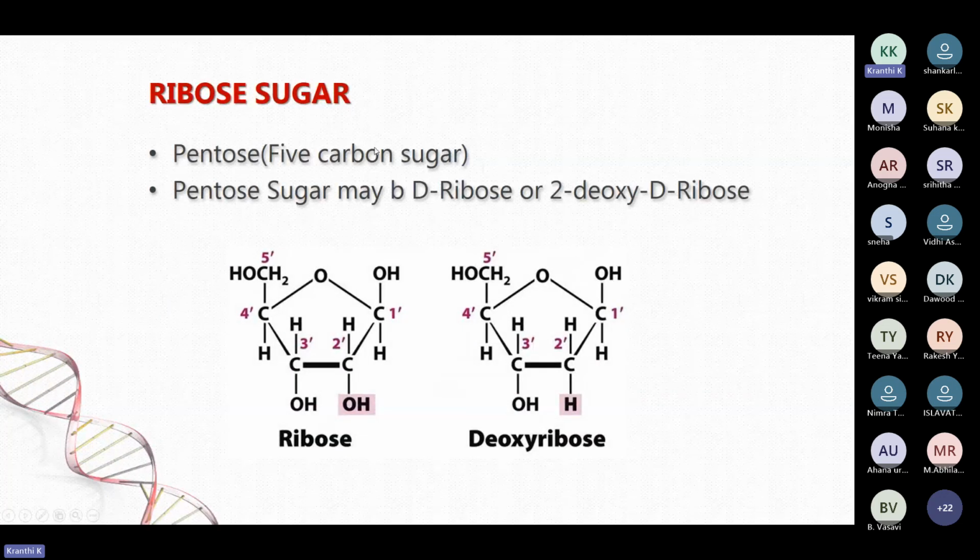Then coming to the ribose sugar. What is the difference between the ribose sugar and the deoxyribose sugar? The ribose sugar is present in the RNA, and the deoxyribose sugar is present in the DNA. In RNA there is a ribose sugar, but in DNA there is a lack of this oxy. Deoxy means there is no oxygen. Here an OH group is there, here there is no OH group. That is the reason we call this deoxyribose.